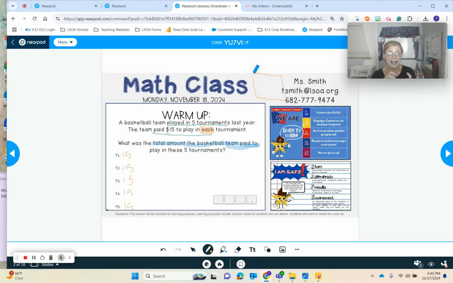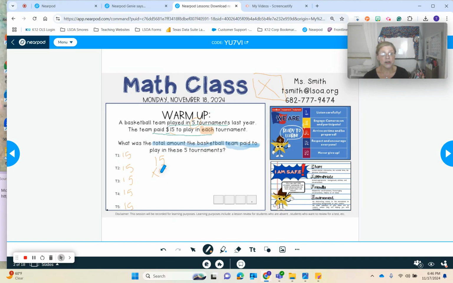If you're saying that word each means equal groups, you're correct. And equal groups means we're going to multiply. So because we have that word each, and because we're going to multiply, we're going to multiply 15 times what? How many times did they pay $15? Did they pay $15 6 times? 4 times? 3 times? No, they paid $15 5 times. So we can multiply 15 times 5.